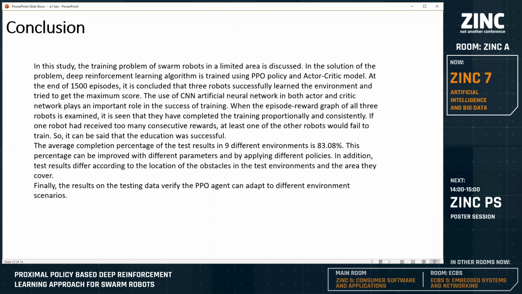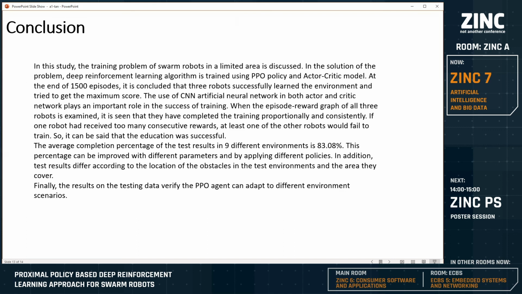The use of a CNN artificial neural network in both the actor and critic networks plays an important role in the success of training. When the episode reward graph of all three robots is examined, it is seen that they have completed training proportionally and consistently. If one robot had received too many consecutive rewards, at least one of the other robots would have failed to train. So it can be said that the training was successful.